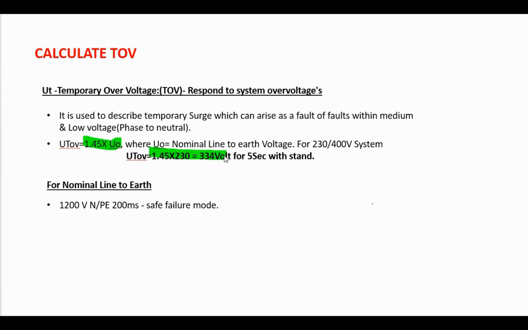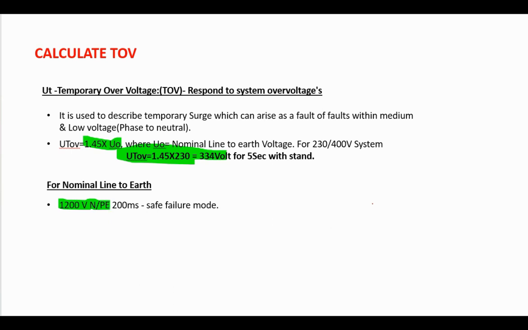Simply it means that the value you get by multiplying the guided 1.45 factor by phase to neutral voltage, which is 230, we get 334, and these 334 volts should be withstood by the SPD for 5 seconds. And for line neutral to potential, the SPD is to hold 1200 volts for 200 milliseconds. So, this is the TOV parameter. Now you are clear with the parameter TOV.